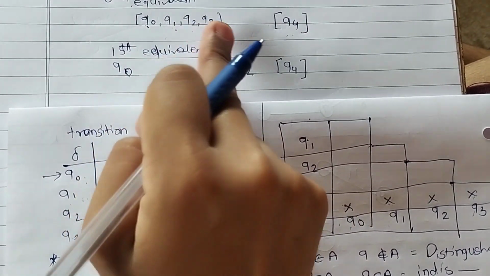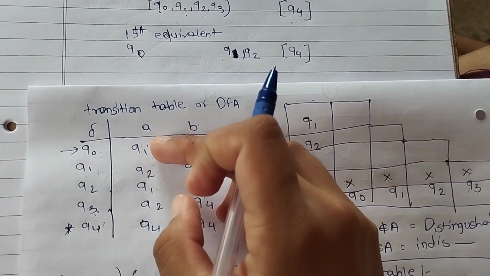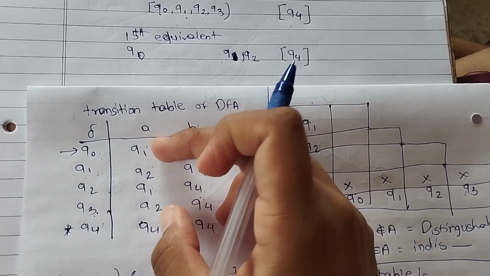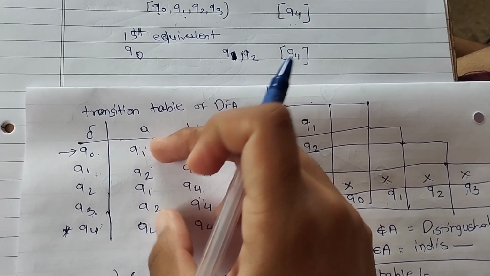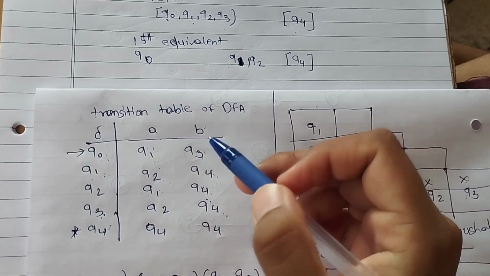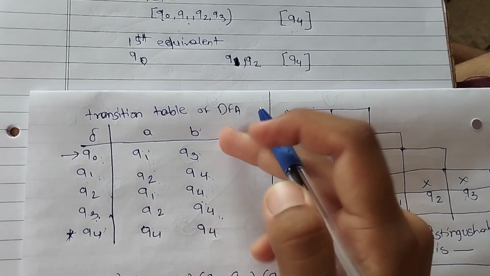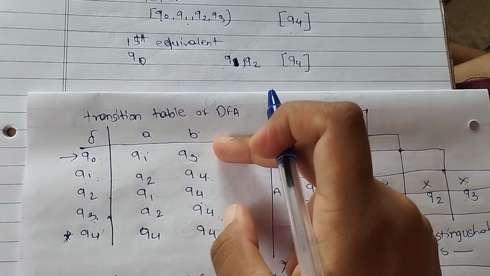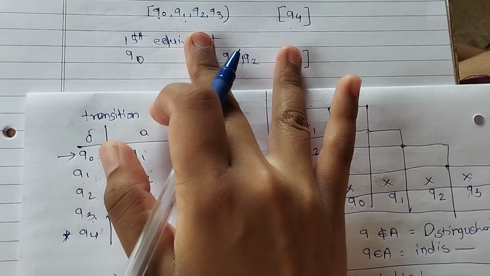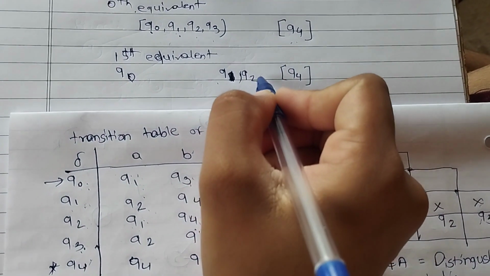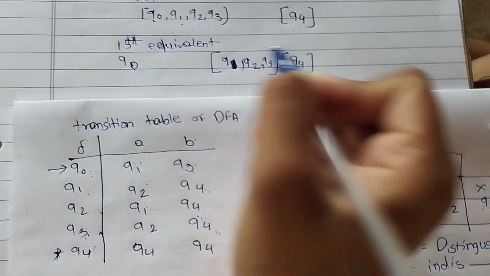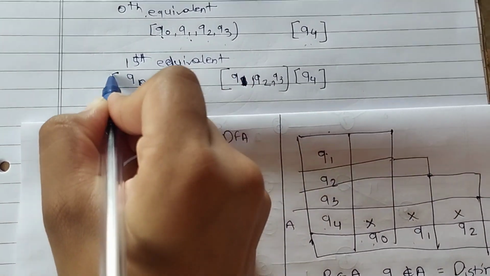Now Q0 and Q3. Q0 reads A in Q1, Q3 reads A in Q2. So these Q1 and Q2 are present in the same group. But if we see B, then Q0 reads B in Q3 and Q3 reads B in Q4. So Q3 and Q4 are present in two separate groups. So this Q3 is also now separate. So these are in one group and Q0 is present in one group.